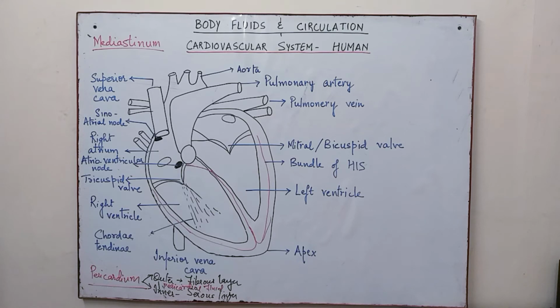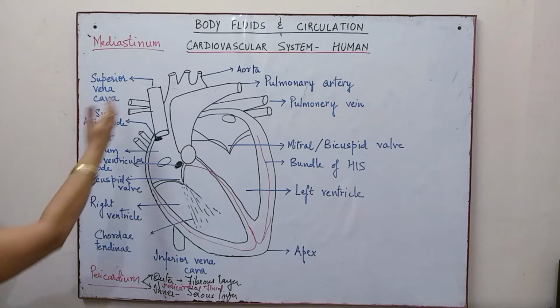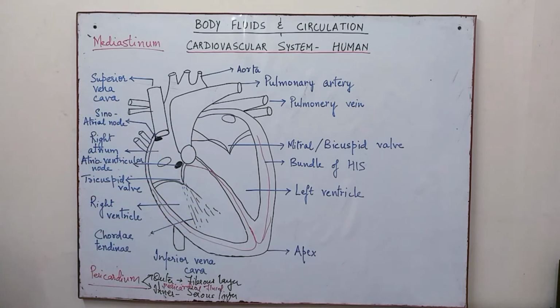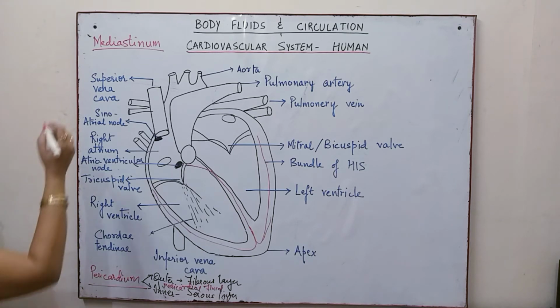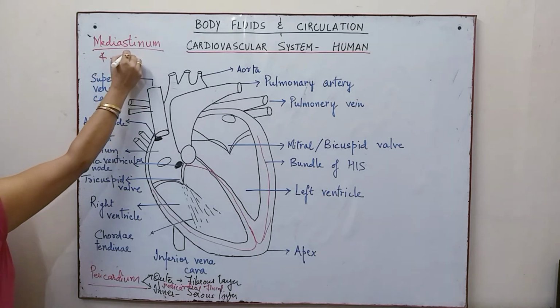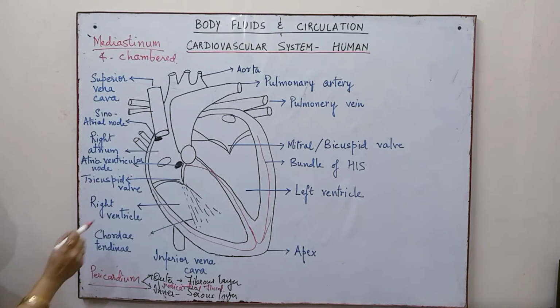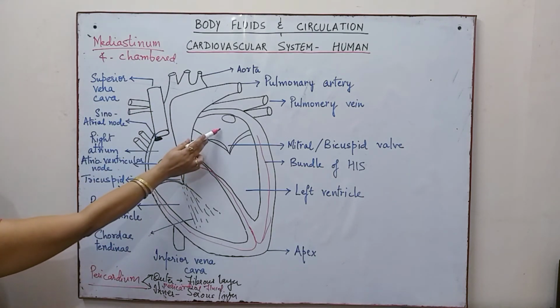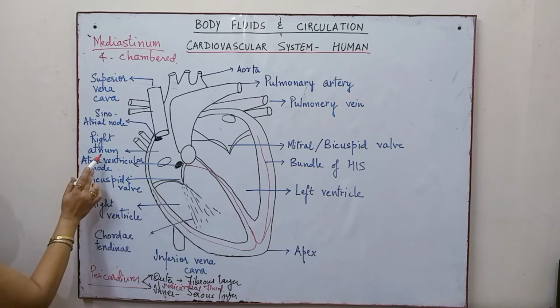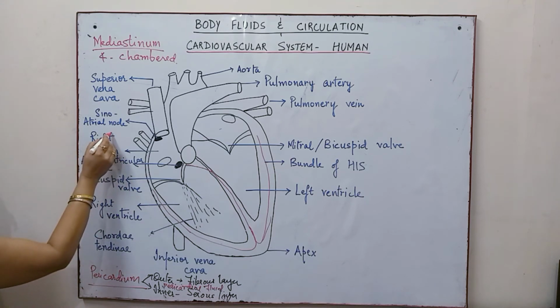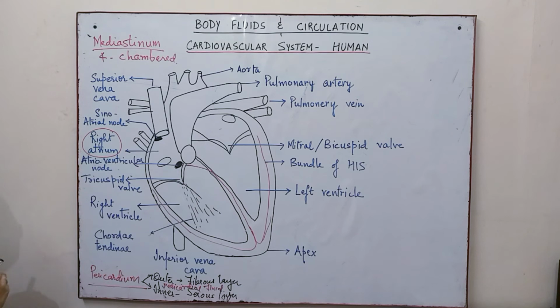Now, after this pericardial fluid, let us come to the inside structure of the heart. When we talk of the heart, it is four-chambered. In the case of human beings, it is a four-chambered heart and is divided into two atria, the upper chambers, that is, the left atrium and the right atrium. So over here we have the right atrium, and here it is the left atrium.